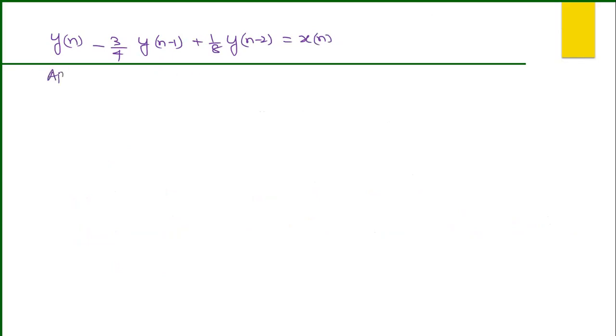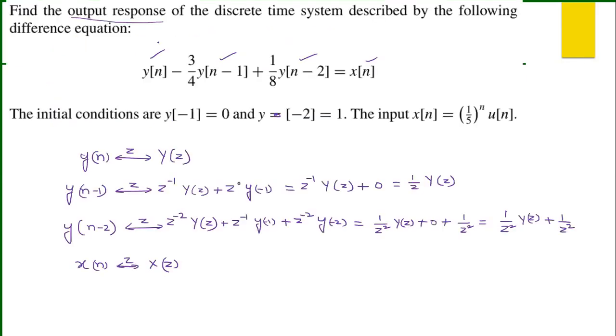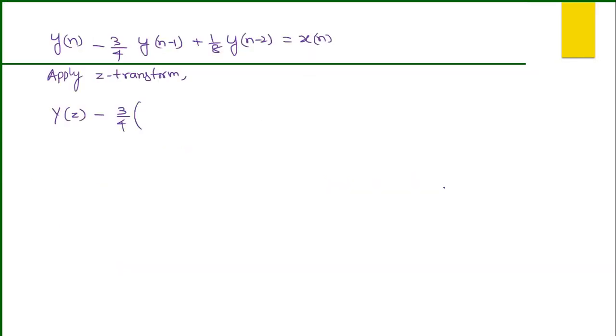Now apply the Z transform. What is y of n Z transform? Y of z minus 3 by 4 times, what is y of n minus 1? We got y of n minus 1 Z transform is 1 by z into y of z, plus 1 by 8 into, what is y of n minus 2? We got 1 by z square into y of z plus 1 by z square, is equal to x of z.